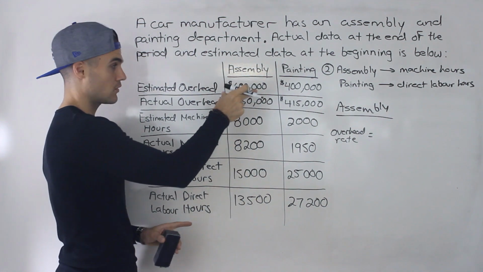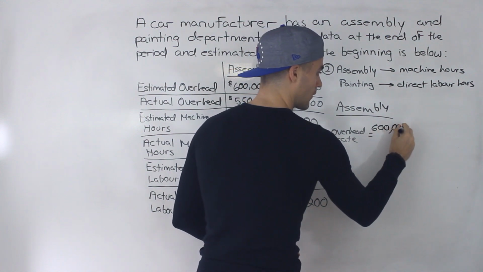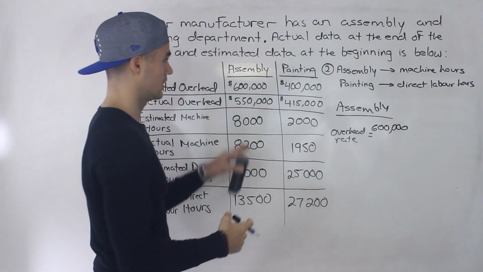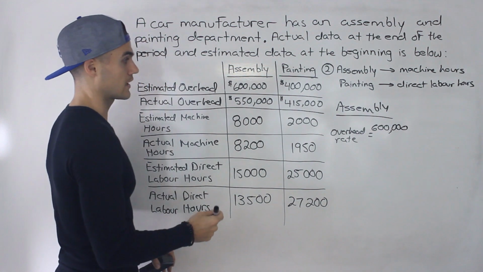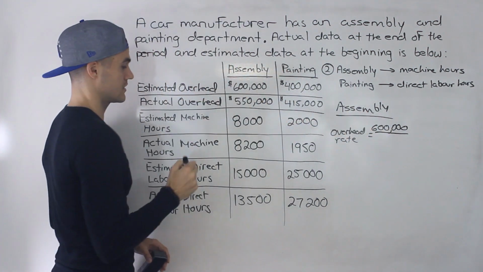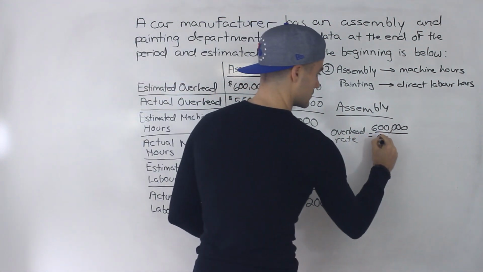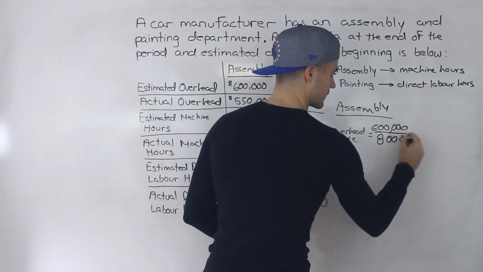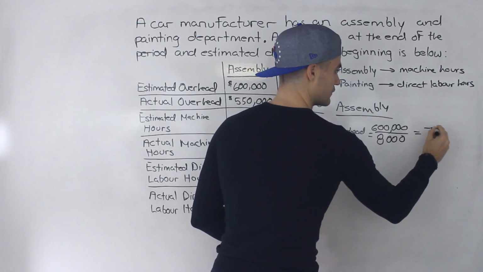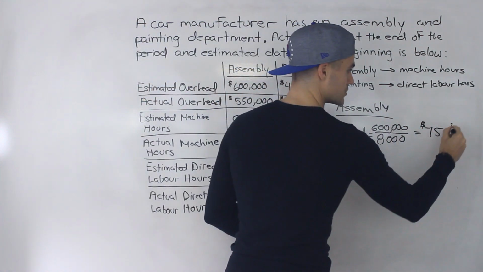So we take the estimated overhead, the 600,000. Notice we aren't totaling it up for the firm or for the whole plant. We're just looking at the assembly portion right now. And we divide it by the estimated amount of the cost driver. The cost driver is the machine hours, so the estimated machine hours, 8,000. And that's going to be $75, so $75 per machine hour.